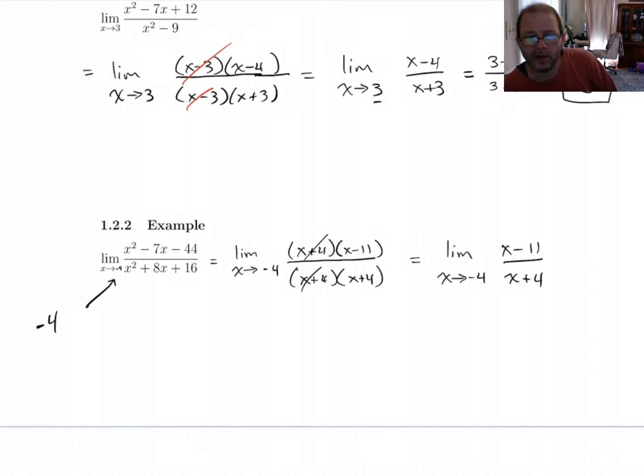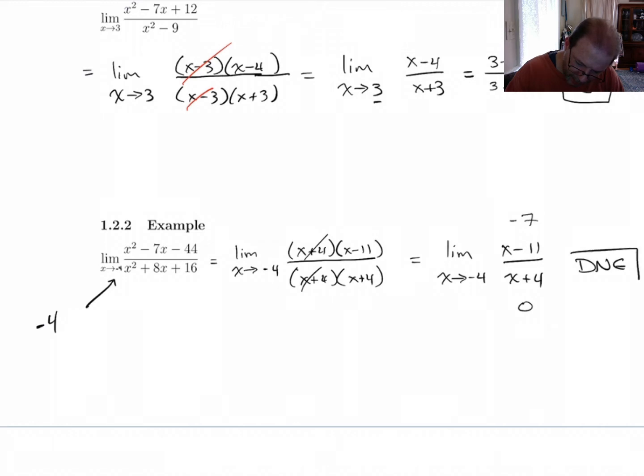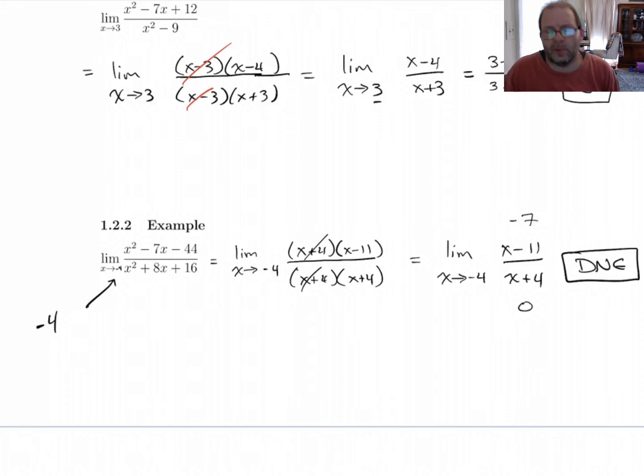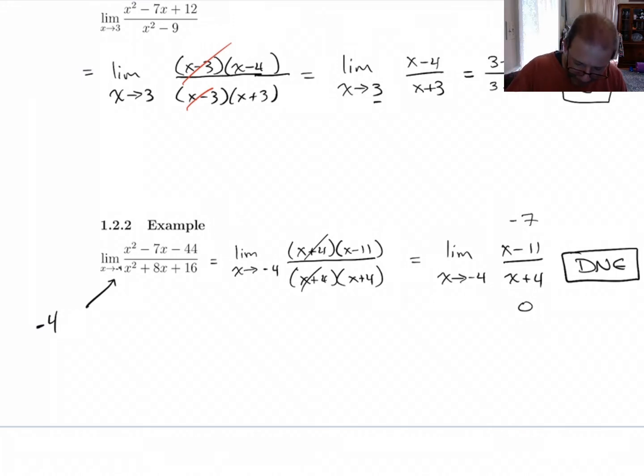So now I'll plug the number in again, but if I plug in the negative 4, I wind up with a 0 in the denominator. I get 0 down here, and upstairs I get negative 4 minus 11, which is negative 15. So I get division by 0. That tells me right off, this limit does not exist. Now, can we say anything more useful about it? Does it go to infinity or negative infinity?